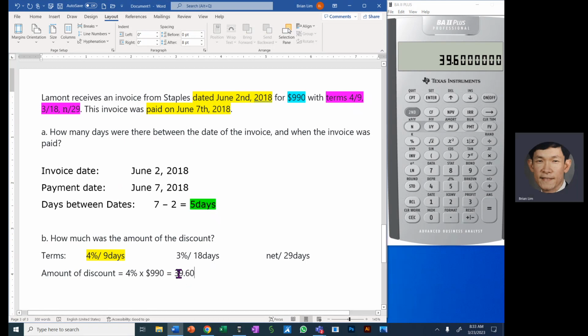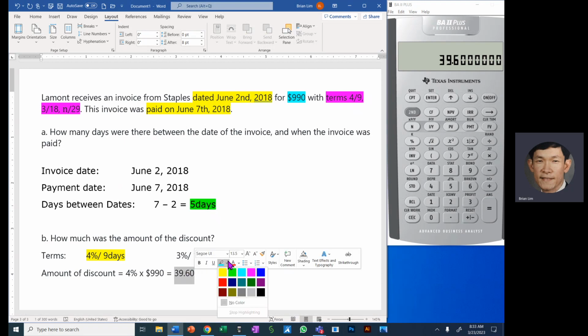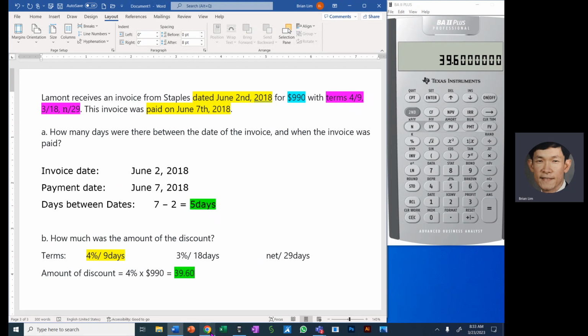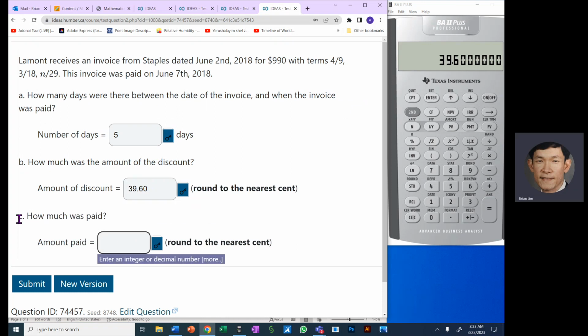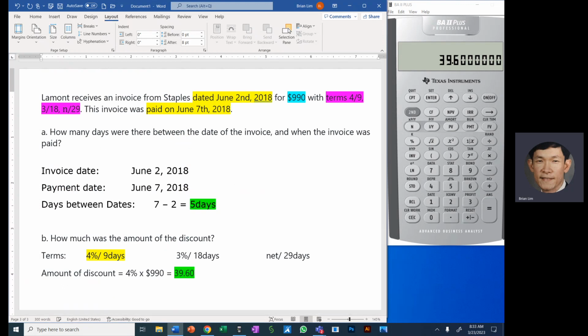All right, so that is the amount of the discount. So that is another answer. We have $39.60, and we go back and we enter it for the amount of the discount. So how much was paid? Well, how much was paid? It would be the invoice amount minus the discount.